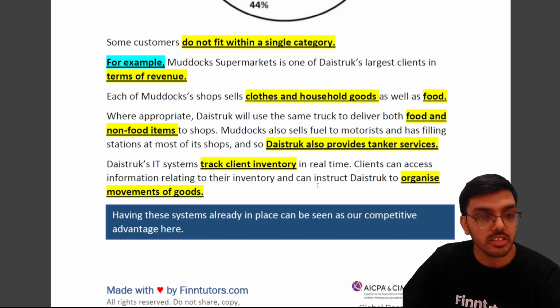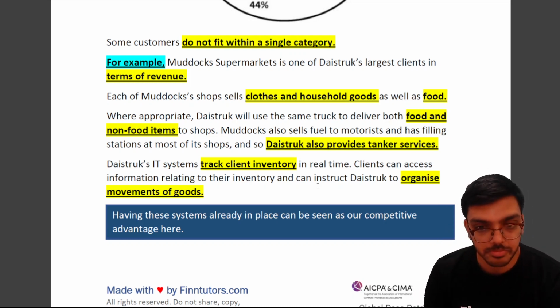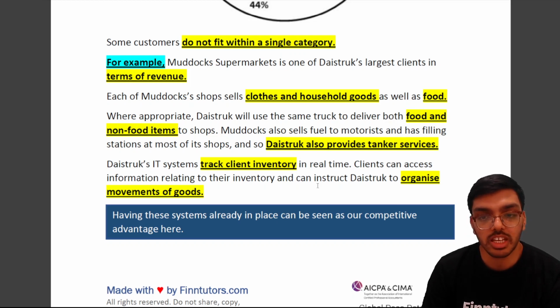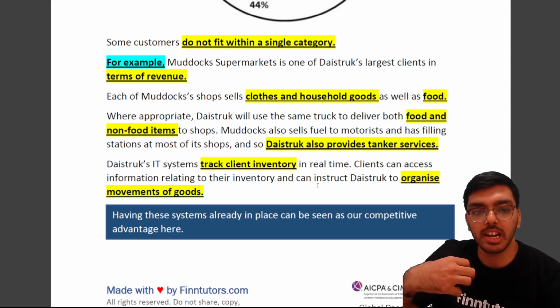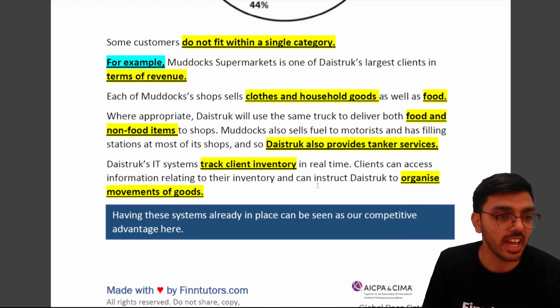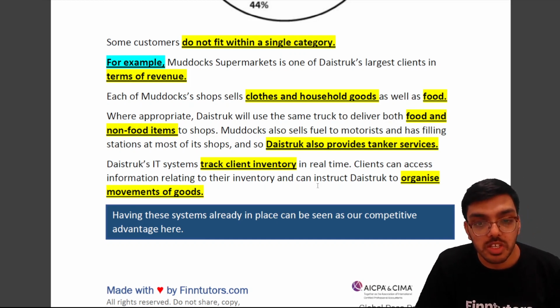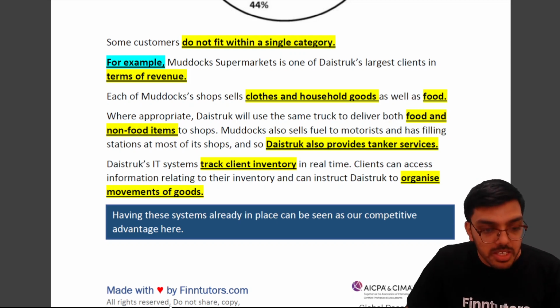Daistruk's IT systems track client inventory in real time. Clients can access information relating to their inventory and can instruct Daistruk to organize the movements of goods. So we already know that our IT system tracks the inventory in real time. The clients can access this information relating to their inventory and can organize the movements of goods. So having these systems already in place can be seen as our competitive advantage here.